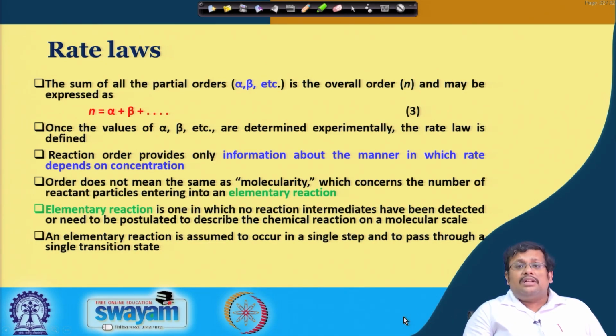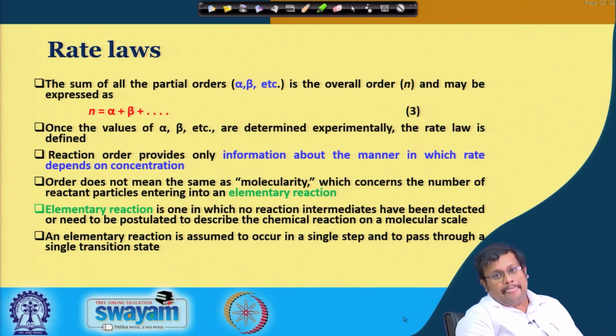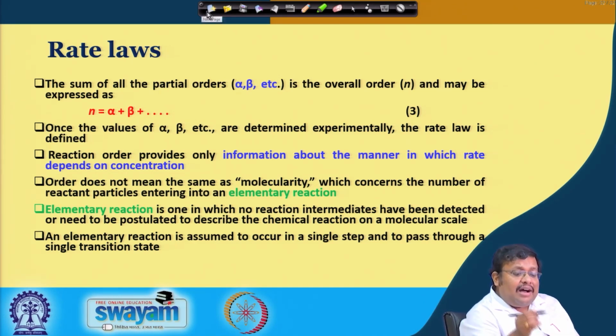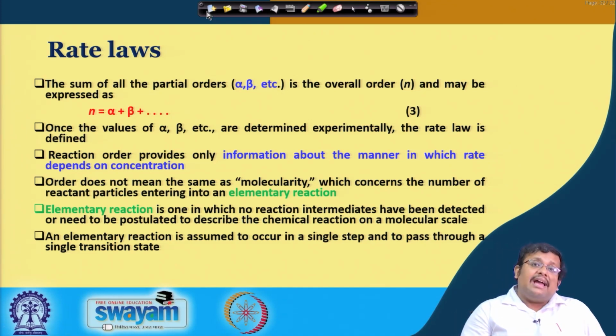Now, one thing is important to remember: the sum of all the partial orders, that is alpha, beta etcetera, is the overall order n and may be expressed as n equal to alpha plus beta. So, the overall order n can be calculated by summing up all the partial orders of the reactants. Once the values of alpha, beta etcetera are determined experimentally, the rate law is also defined automatically. Now, reaction order provides only information about the manner in which the rate depends on concentration.